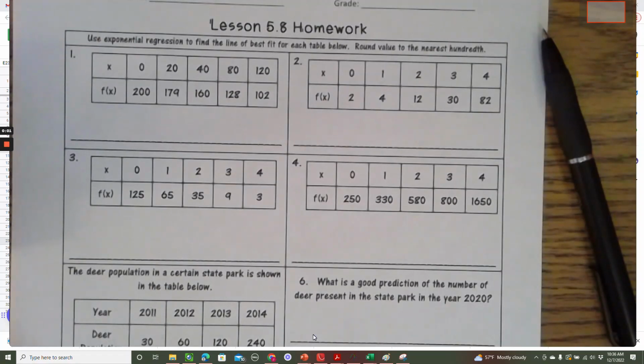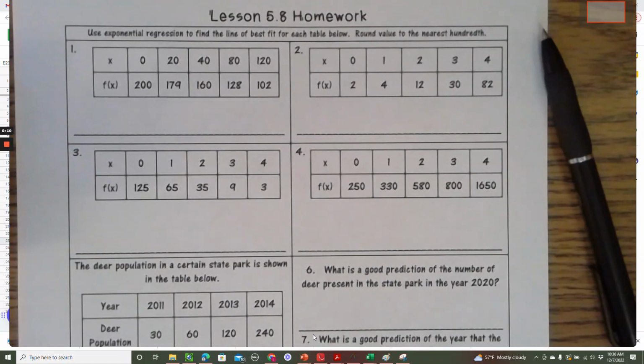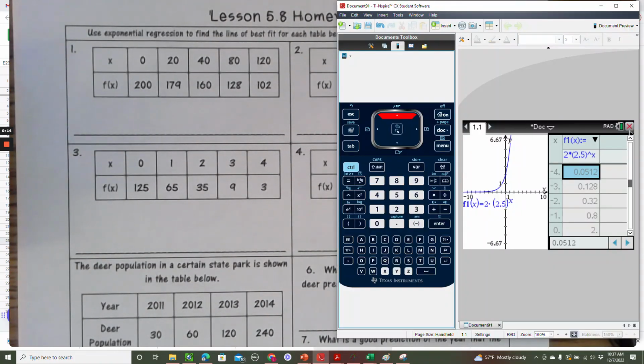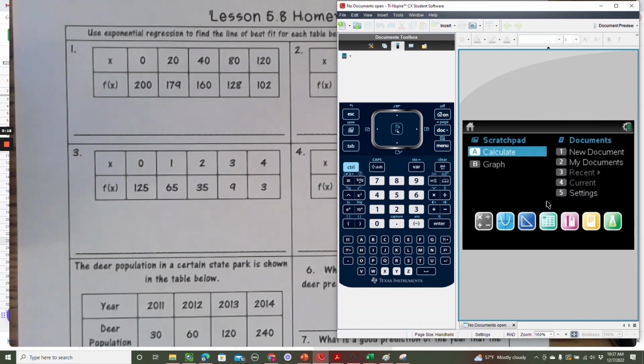Right, this video is for the lesson 5.8 homework. So the last thing we're doing for this unit is exponential regression. This is another way, if we've got real world data, that we can write a function for a set of data. So anytime we do any kind of regression, make sure you clear completely out. Red X, don't save, start fresh.